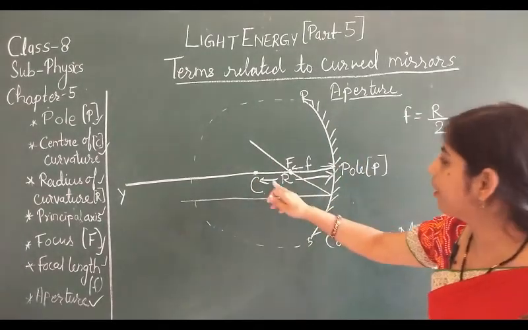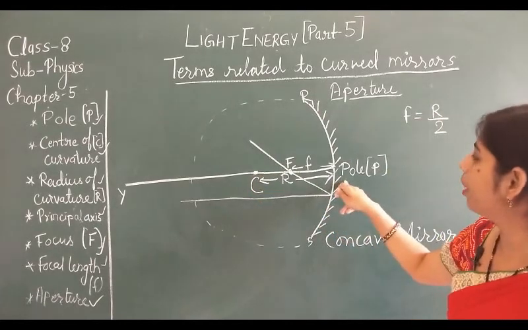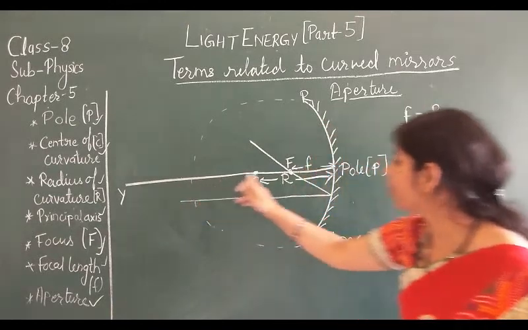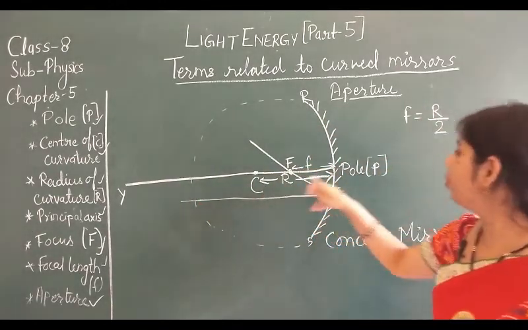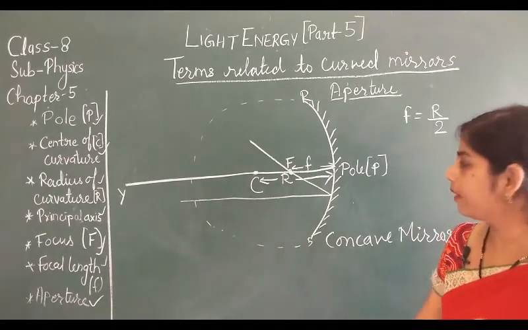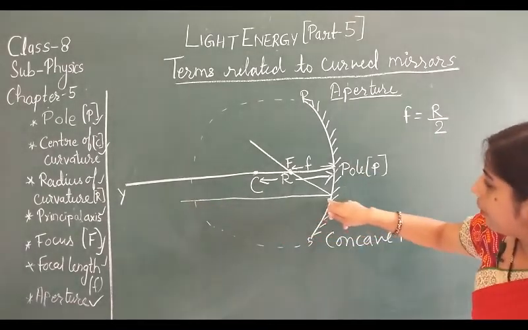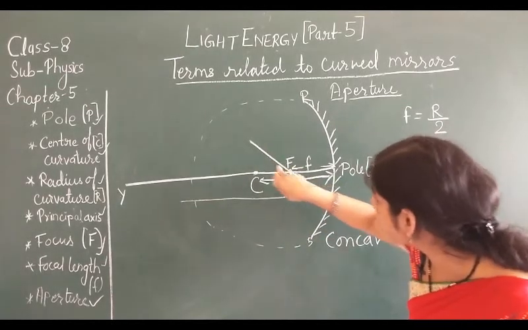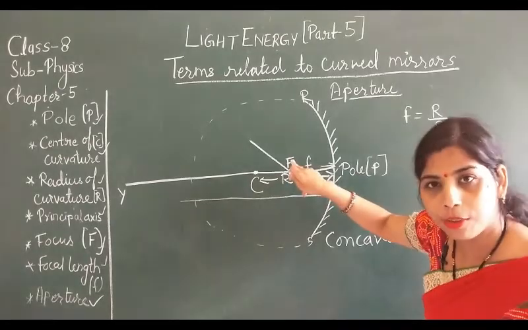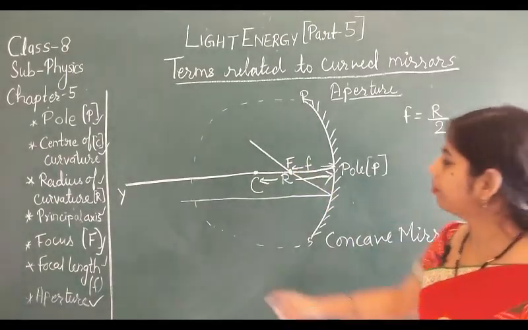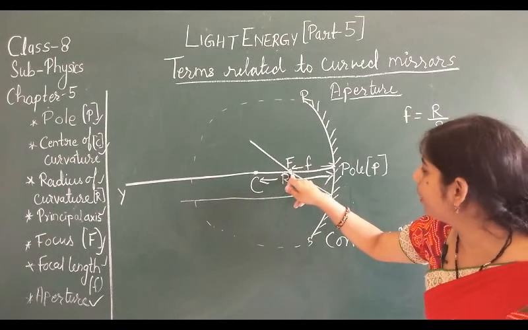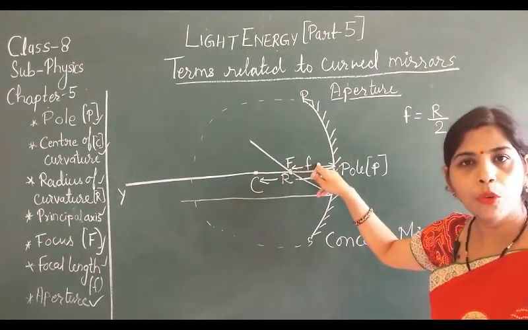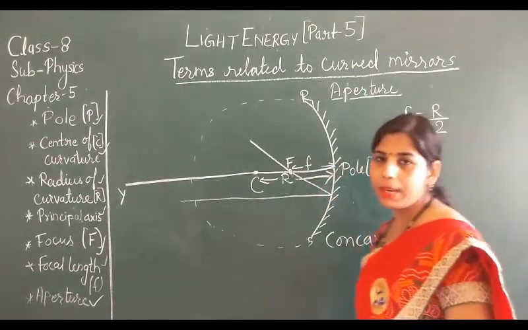Radius of curvature, the distance between the center of curvature to the pole, is known as the radius of curvature. Principal axis is an imaginary line passing through C to the pole. What is focus? When any light ray travels parallel to the principal axis, after striking the aperture, it passes through the principal axis, and where it meets, that point is known as the focus. Focal length, the distance between F and P, that means the distance between the focus and pole, is known as the focal length.